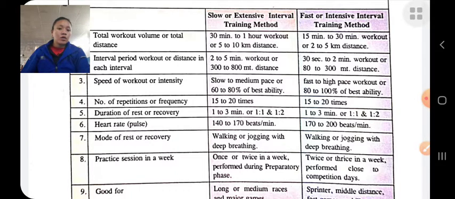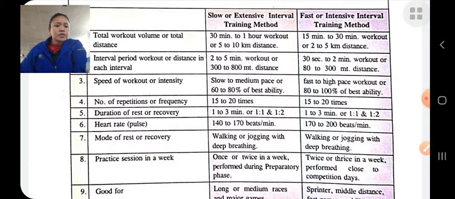The speed of workout, or the intensity, is slow to medium, that is 60 to 80%, and in fast our speed is very fast. We do the activity with high speed, that is from 80 to 100%. Number of repetitions: 10 to 20 times. We should do the repetition 15 to 20 times in fast interval.